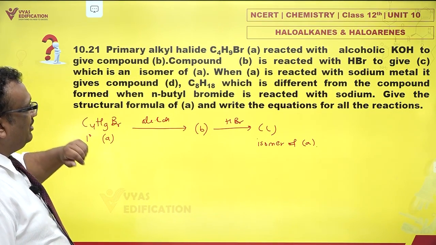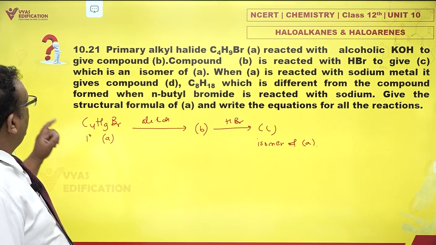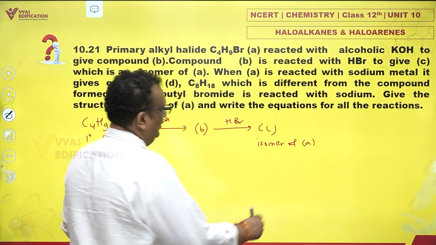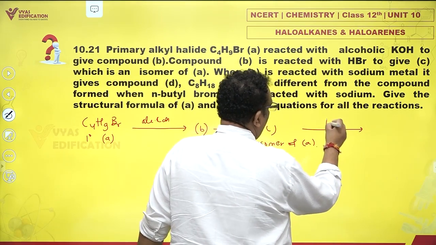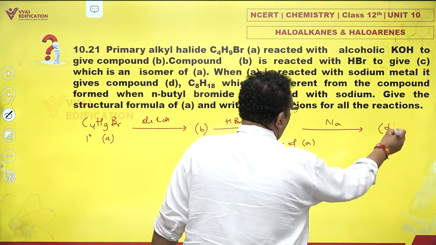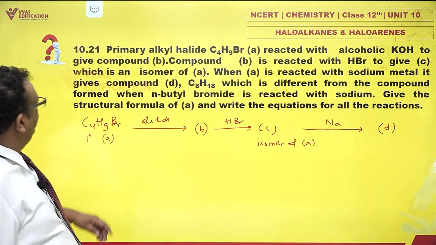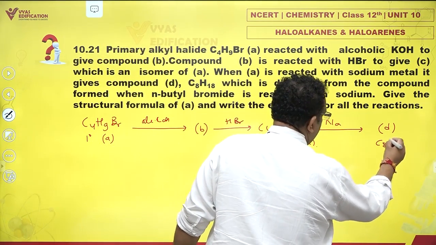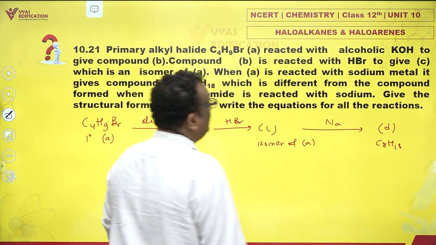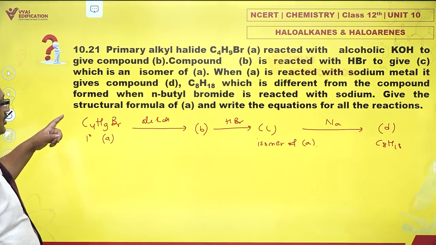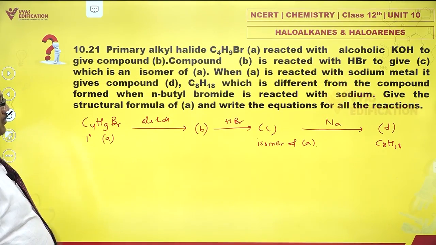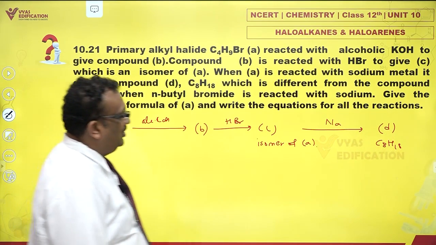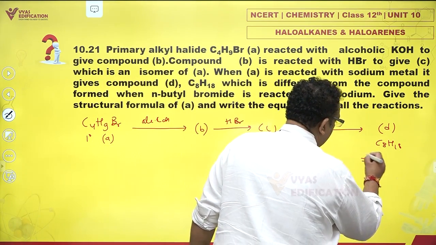When A is reacted with sodium metal, it gives a compound D. Now I have to give a Wurtz reaction, it gives D. And D is C8H18, C8H18, which is different from the compound when N-butyl bromide is reacted with sodium. So this is not equal to.